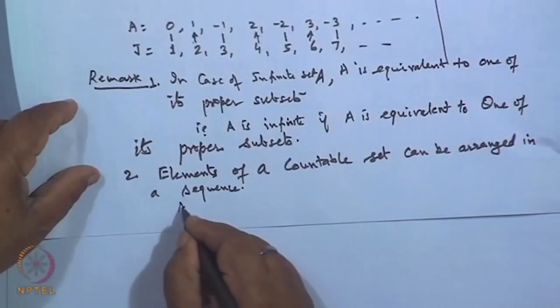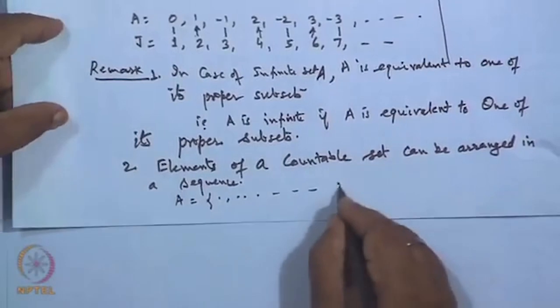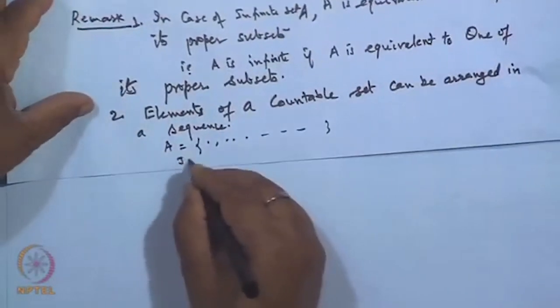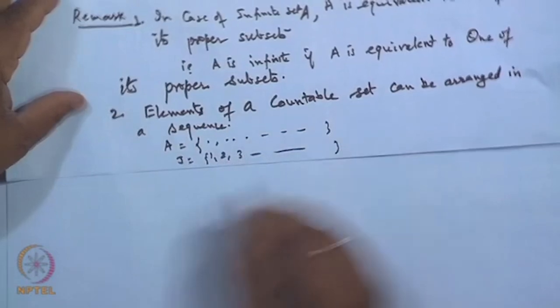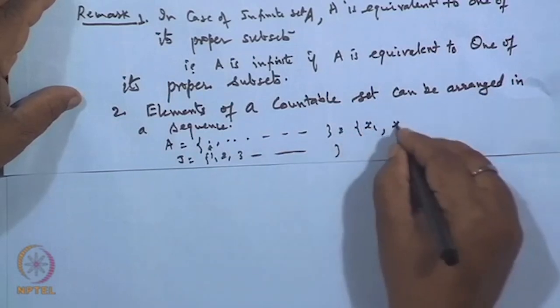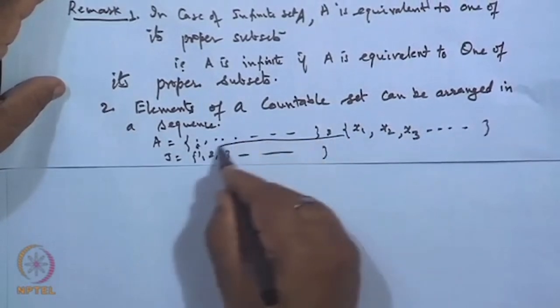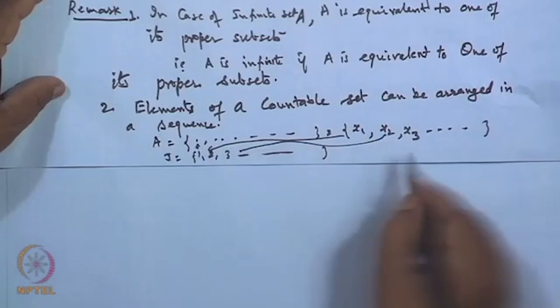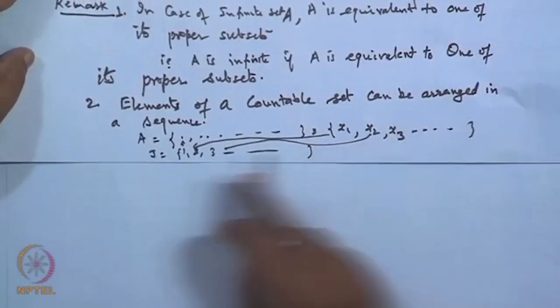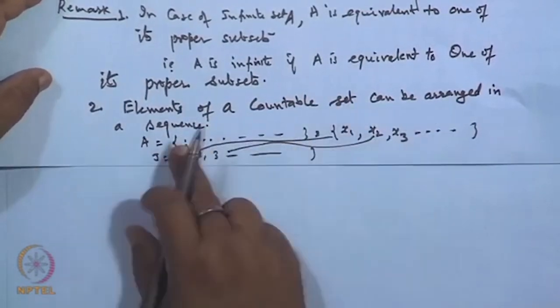If A is any set having these elements, then J is 1, 2, 3 and so on. It has a 1 to 1 correspondence. So, corresponding to 1, you are getting x1, corresponding to 2, you are getting x2, corresponding to 3, you are getting x3 and so on. So, this has a 1 to 1 correspondence with this, is it not? So, we get the 1 to 1 correspondence between the set of positive integers and the elements of the set. So, the elements of a countable set can be arranged in the form of a sequence. This is also a remark which we will use.